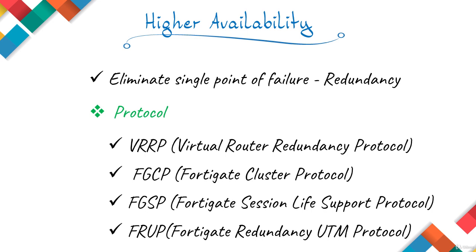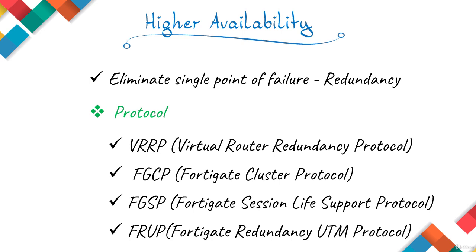The third one is called the FortiGate Redundancy UTM Protocol, or FRUP. It is actually an extension of FortiGate Cluster Protocol, wherein FortiGate HA and switching HA work together as a single unified design. So we will be having two switching devices and they will form a cluster, and in between those two switching devices we will be placing a cluster of two FortiGate devices and redundancy is obtained.